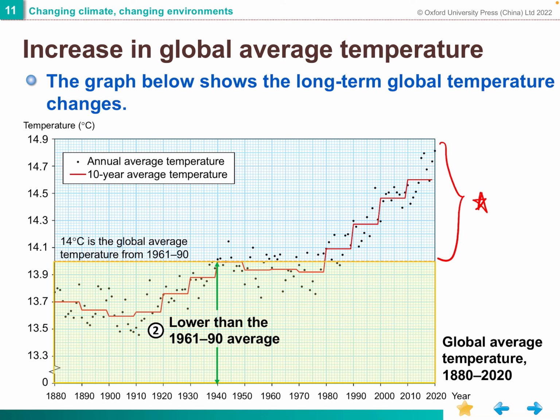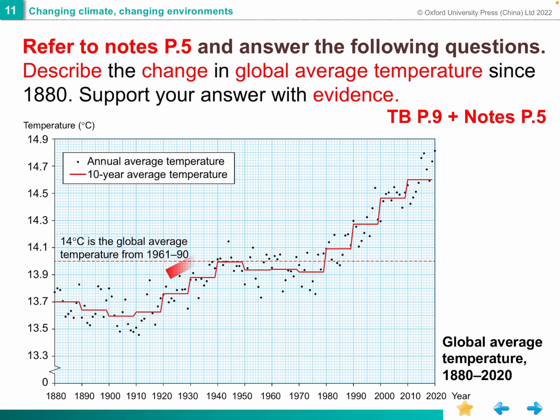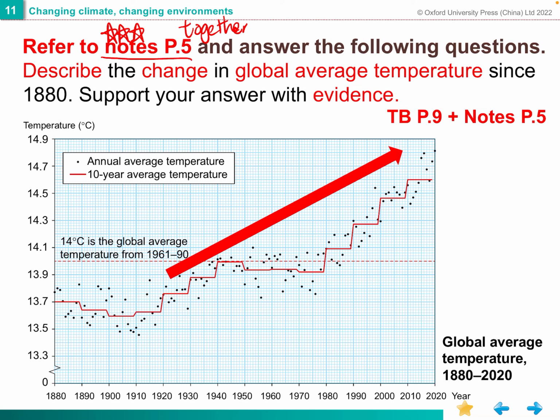Now we're going to have a task, which is to describe how the change is. The skills you have learned before in Irish lesson or in other subjects, very easy skill. So let's work it out together. Ensure that you have marked down 1 higher than the average and 2 lower than the average, on page 9 or on your notes, up to you. This time we do it together on the notes. So highlight the question.